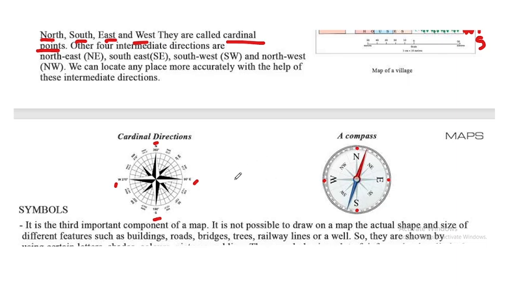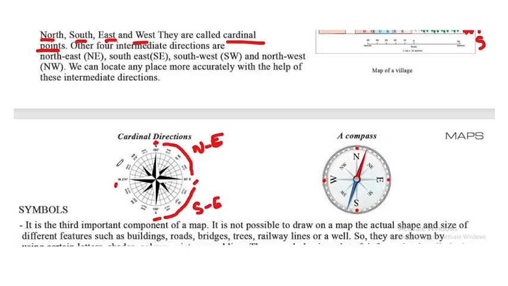Now, this shaded area is between north and east, so this direction is called northeast. Then what is this direction? Between south and east. So this is known as the southeast direction.